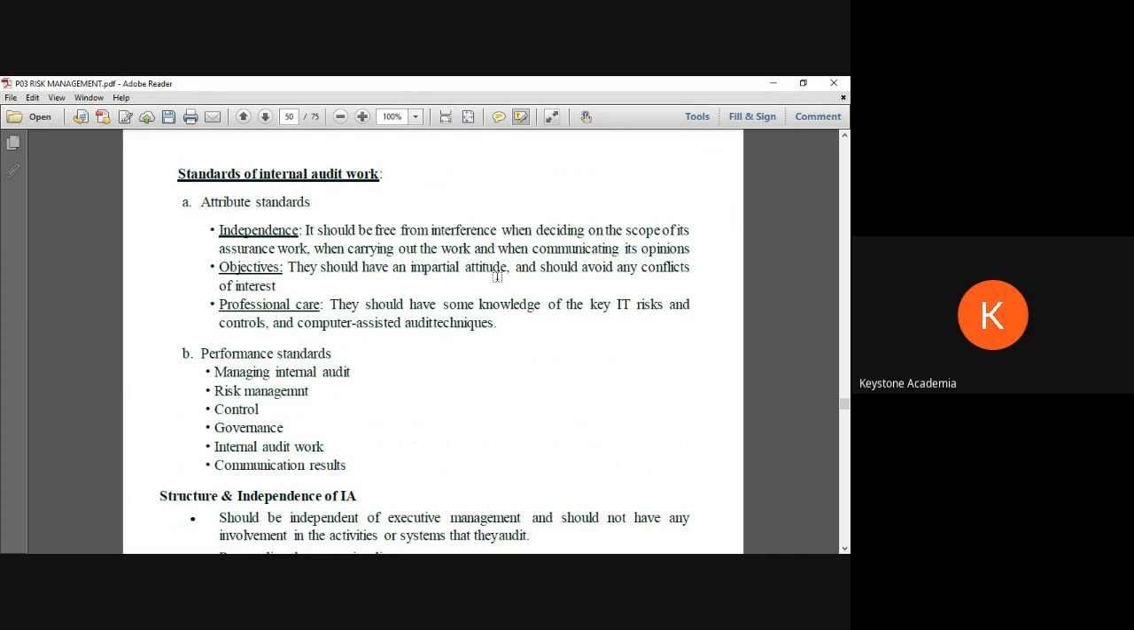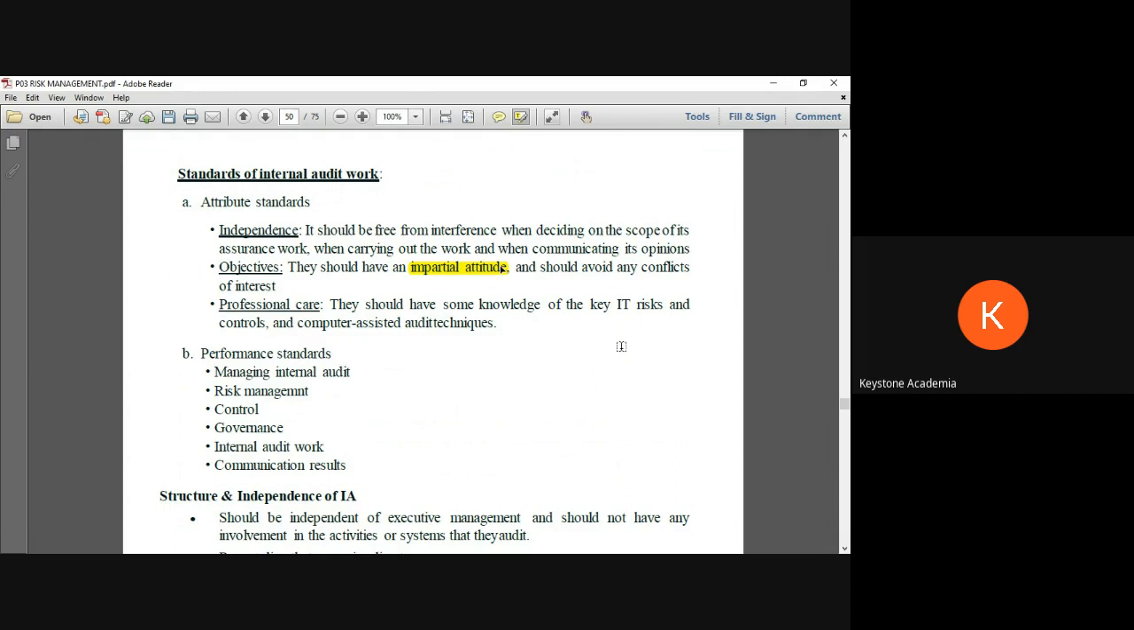Why? Not because of confidentiality, but because a familiarity threat will come into place. Therefore, they should not be interfering with the work. They should not even be working physically close to the team. If they become friends, definitely it will be a problem. It will be against independence. Objectivity: there should be an impartial attitude. Any conflict, for example, if you have outsourced, the same company should not do internal and external audit.